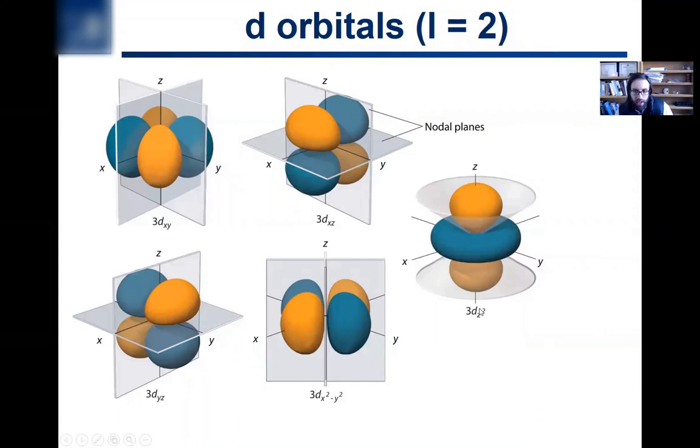Z squared is a little funky, but remember Z squared is just an abbreviation for the function 2Z squared minus X squared minus Y squared, which is a linear combination of kind of the 2 other orientations of this 2 rotated one. That part's not so important, but you do need to know the shapes of these, be able to draw them, etc. Actually, z squared is shorthand for 2z squared minus x squared minus y squared. And it's a combination of z squared minus x squared plus z squared minus y squared, which would be this orbital rotated 45 degrees, and this orbital rotated 45 degrees and added together.